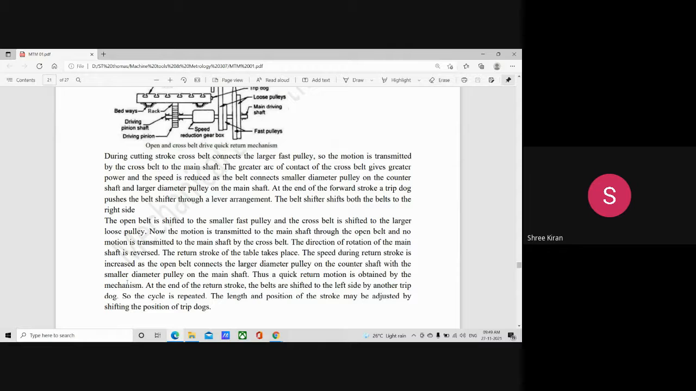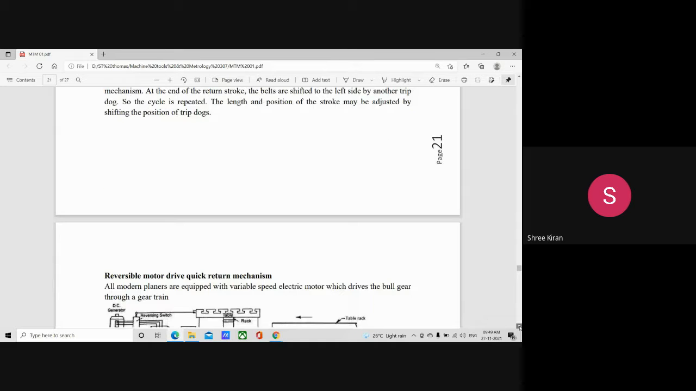Finally, a quick return motion is always obtained by the mechanism, where at the end of the return stroke, the belts are shifted to the left side by another drop. So the cycle is repeated. So this is mainly what happens in the movement of material. We have already discussed this in the offline classes.